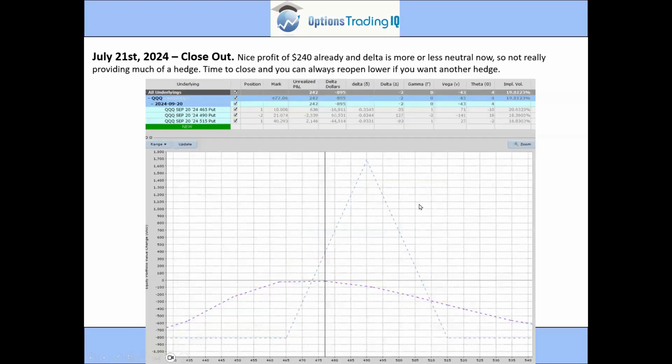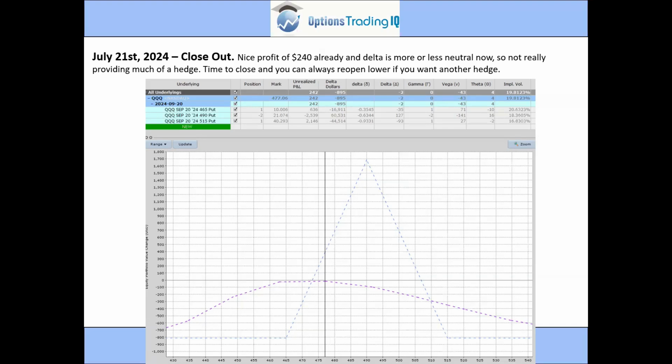So that was our entry. We exited here. I'm going to show you an example as well where you can scale in on the downside, but we took a nice little profit here. The trade is more or less delta neutral now, so not really providing much of a hedge. So there was no need to keep it on. In fact, if the NASDAQ had kept dropping, we would have ended up having positive delta, so it wouldn't have been a good hedge at all. So we closed it out and took a little profit.